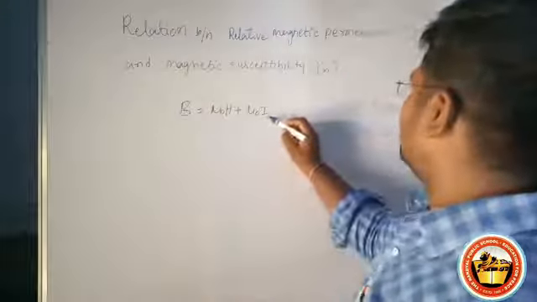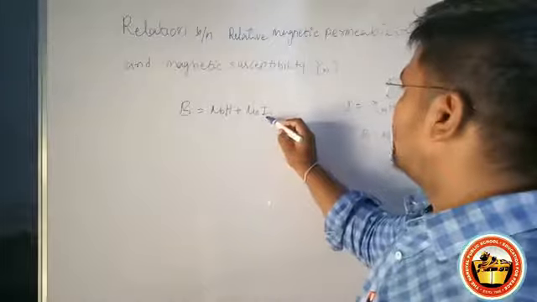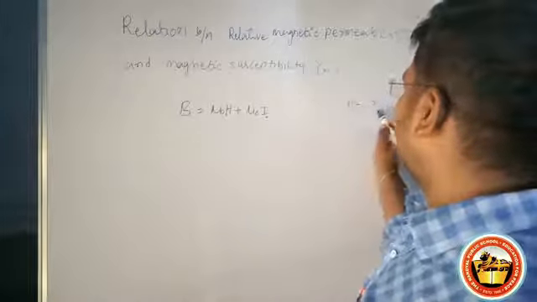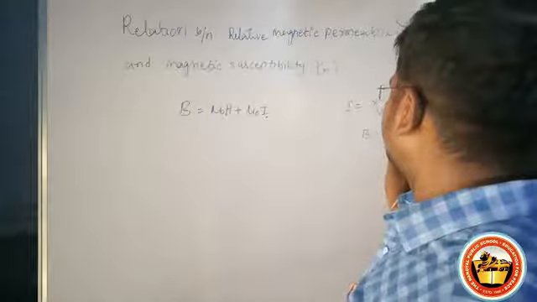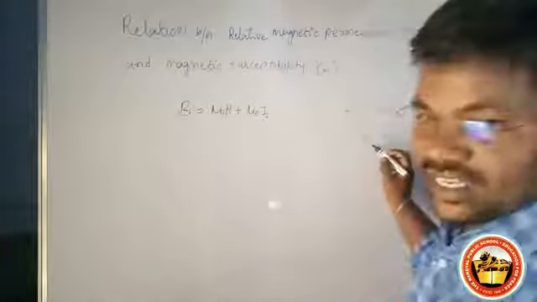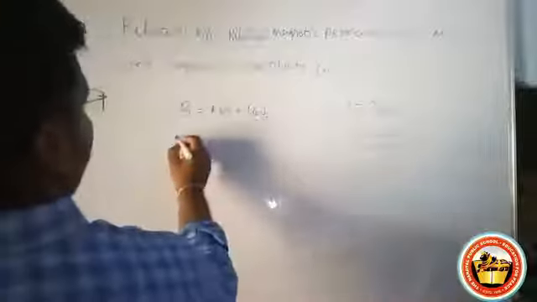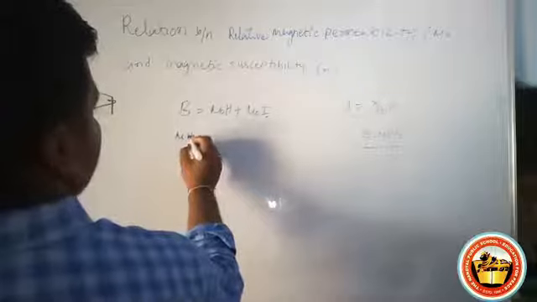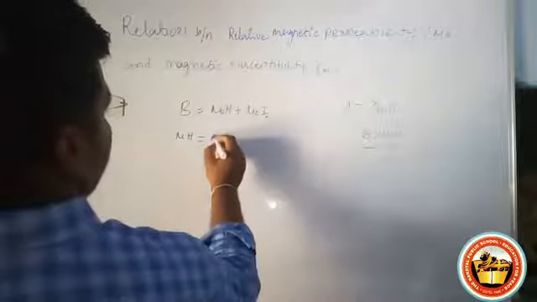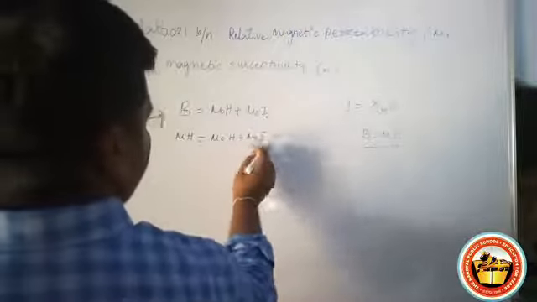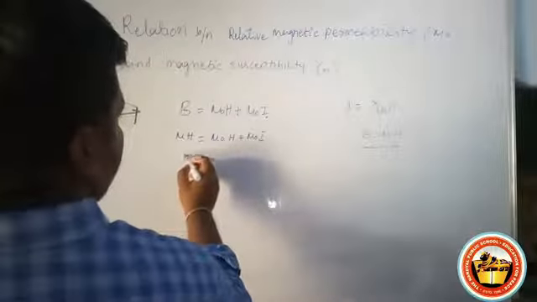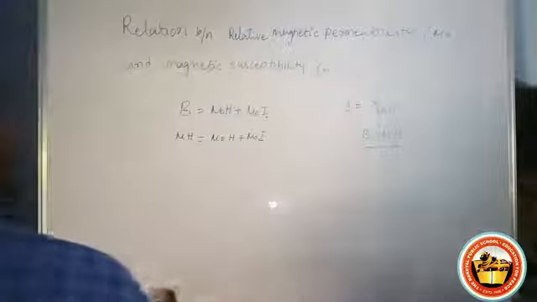Here we know that I is equal to xi m H, and B is equal to mu H. So we can substitute here: mu H is equal to mu naught H plus mu naught I. Here mu naught is common.